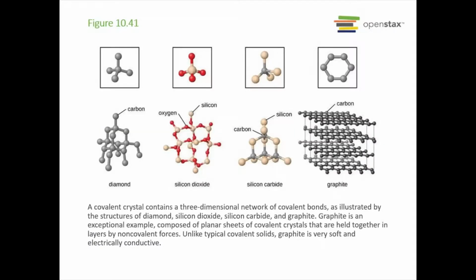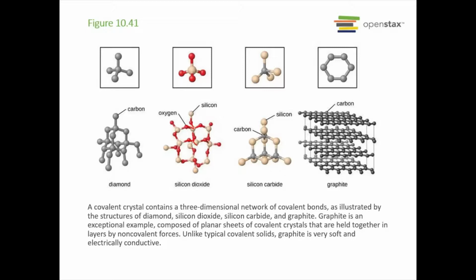So here are some examples of covalent crystals. Diamond is on the far left, so you can see that each of these carbons is covalently bonded to other carbons. That's why it's a covalent network. You have a network of covalent bonds. Same goes for the silicon dioxide here. Even though SiO2 is the formula, they're all still covalently bonded with each other. And then same with silicon carbide, you have silicon and carbon.